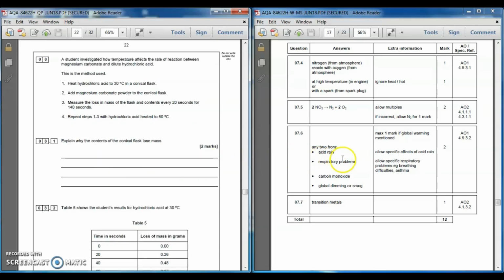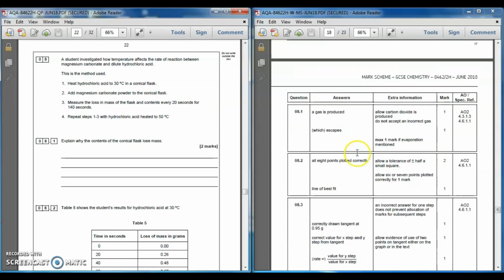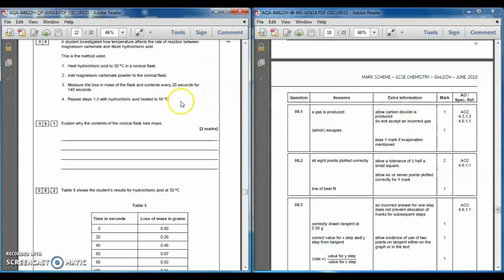Right, why the conical flask is losing mass in this question. So again, this is a required practical thing, investigating how to measure the rate of reaction. The thing that we're looking out for here is it's a carbonate with hydrochloric acid. So the carbonate is going to produce carbon dioxide. So the point that you're getting here is a gas is produced and that gas can escape. Carbon dioxide is a good one to name, but if you said anything like hydrogen or any others, you're not scoring the mark. Okay, you can't just make up a random gas.